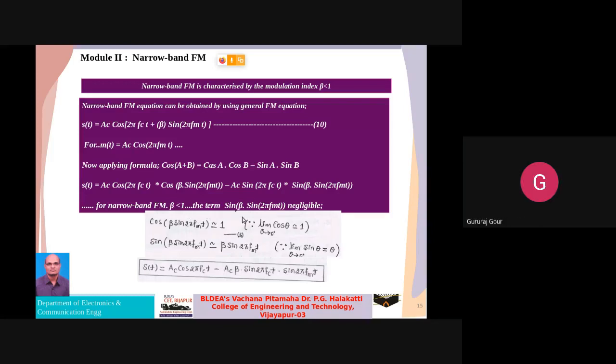So here you can see, negligible means the sine of a very negligible value is a negligible value. Yes, sir. For example, for your convenience to understand, if you take the sine of any very small value, you take any small value.